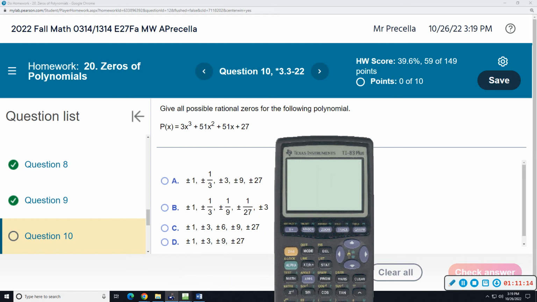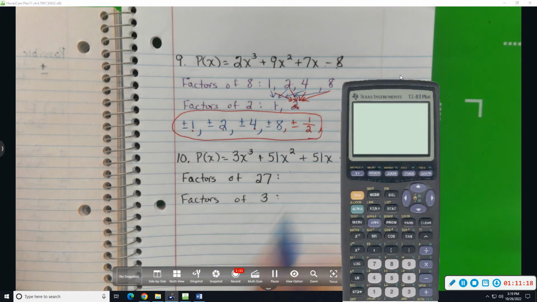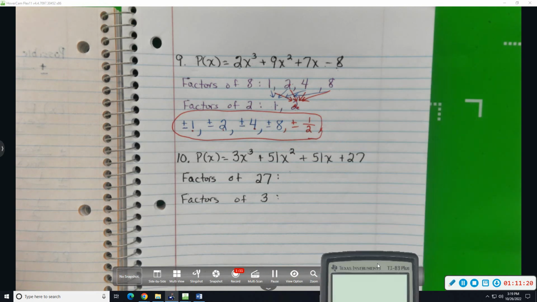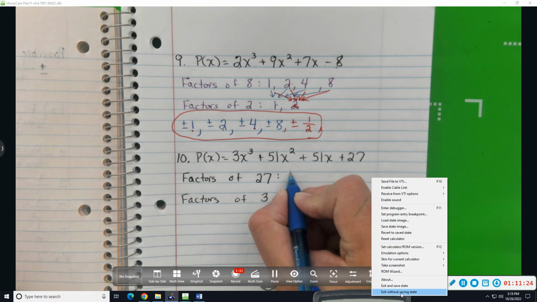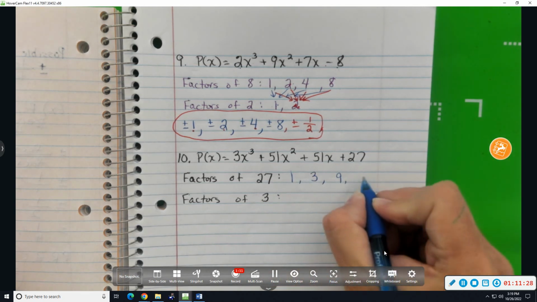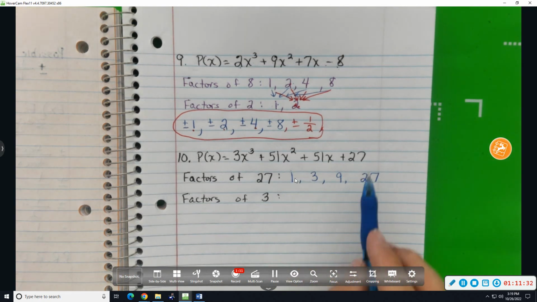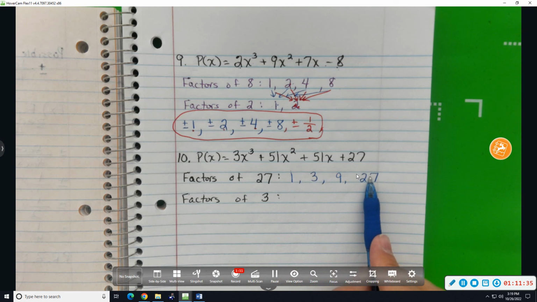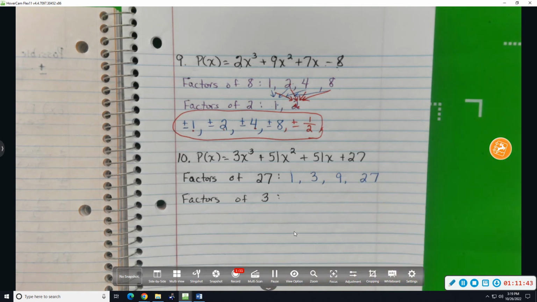But anyway, factors of 27. What are those factors of 27? You don't need the calculator. 1, 3, 9, 27. Are those all the numbers that divide evenly into 27? 1 times 27, 3 times 9. And then the factors of 3. What are those? There's only 2. 1 and 3.